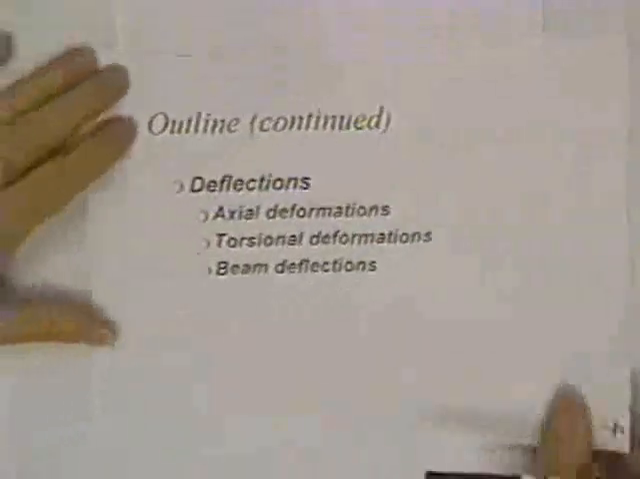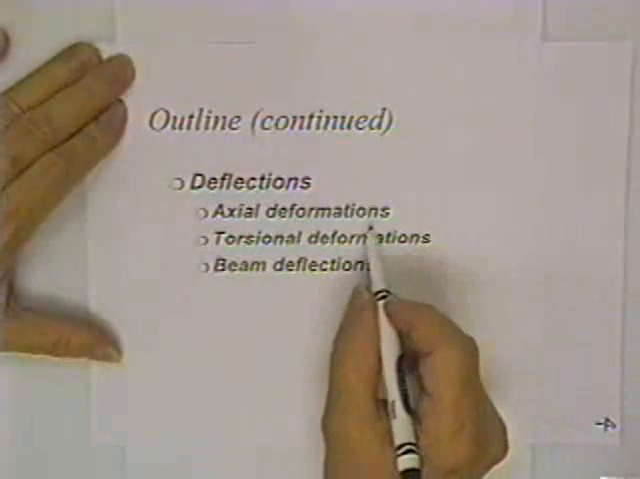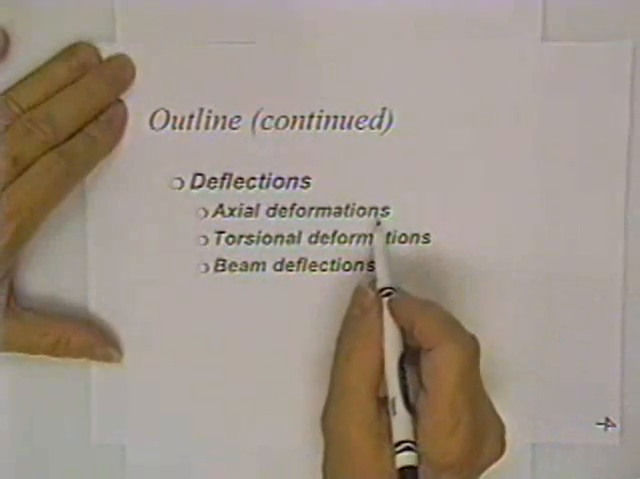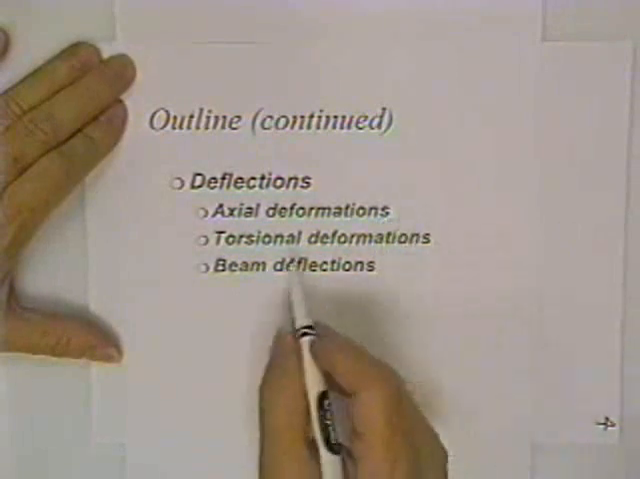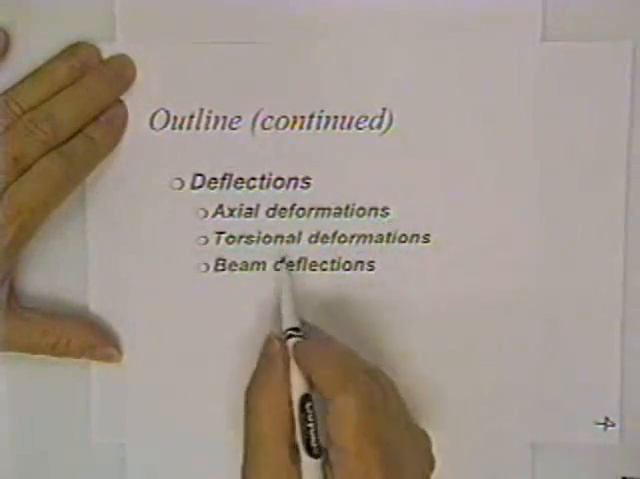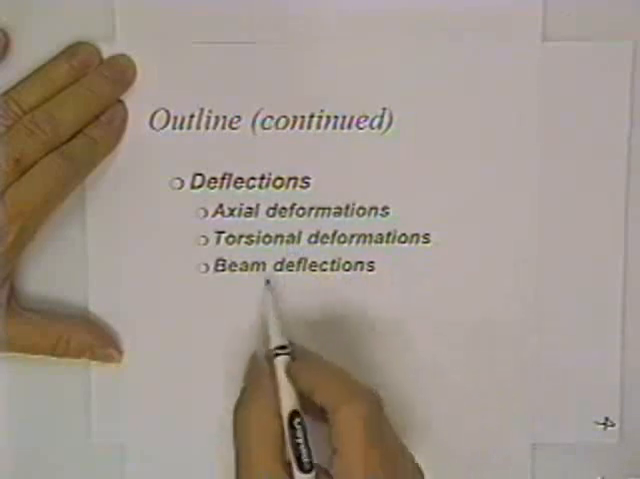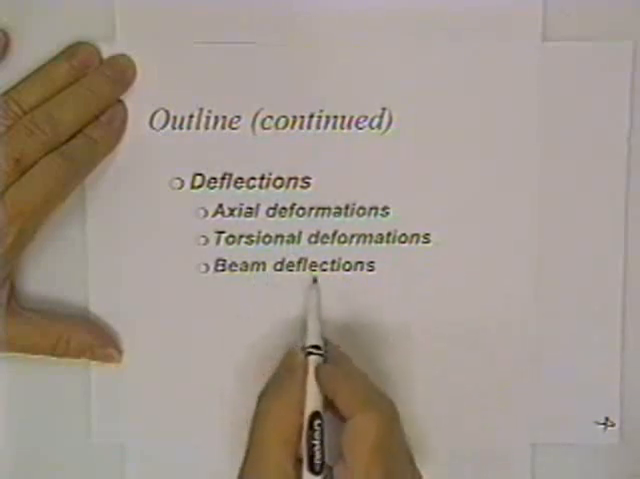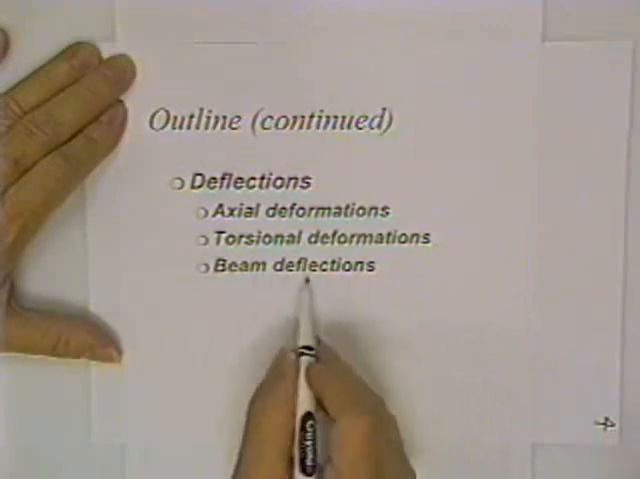Now, as opposed to stresses, we also cover deflections. Axial deflections or deformations would be if you take a bar and stretch it or compress it. Torsional deformations, when you take like a round bar, a drive shaft, and you twist it. And then beams have deflections on them when you support a load on a beam and the beam bends.